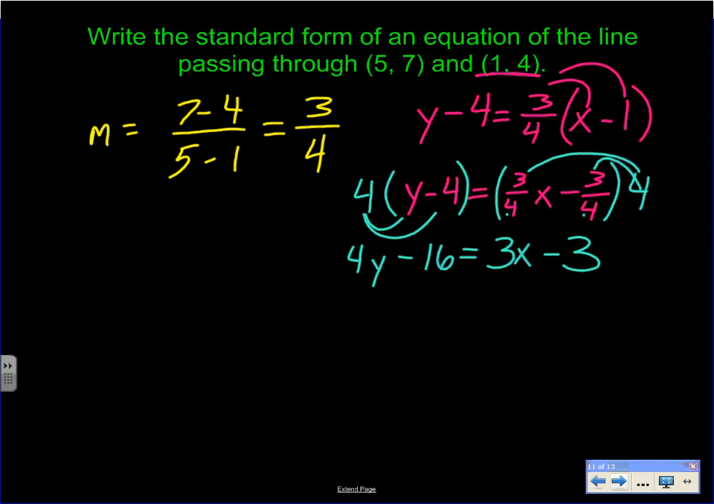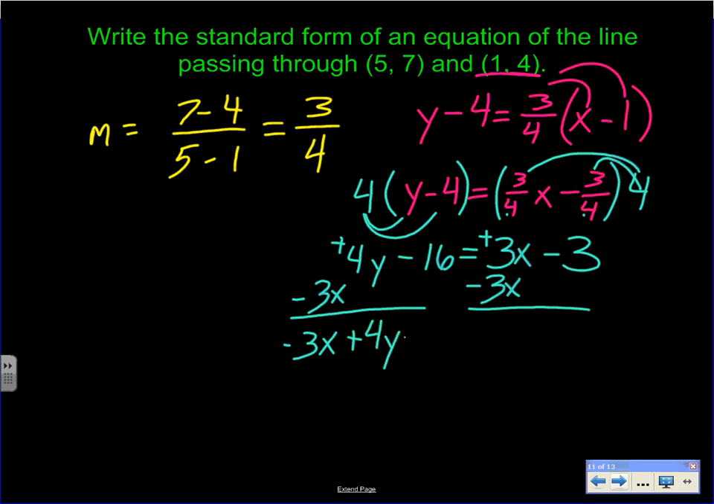So we have all the fractions out of the way. Now we're trying to get x and y on the same side. Let's go ahead and move the x over by subtracting it. The opposite of this positive 3x was a negative 3x. So we have negative 3x, 4y is positive, so we're going to put plus 4y, and the 16 is negative, so we put minus 16. 3x minus 3x is 0x, and we're left with negative 3.